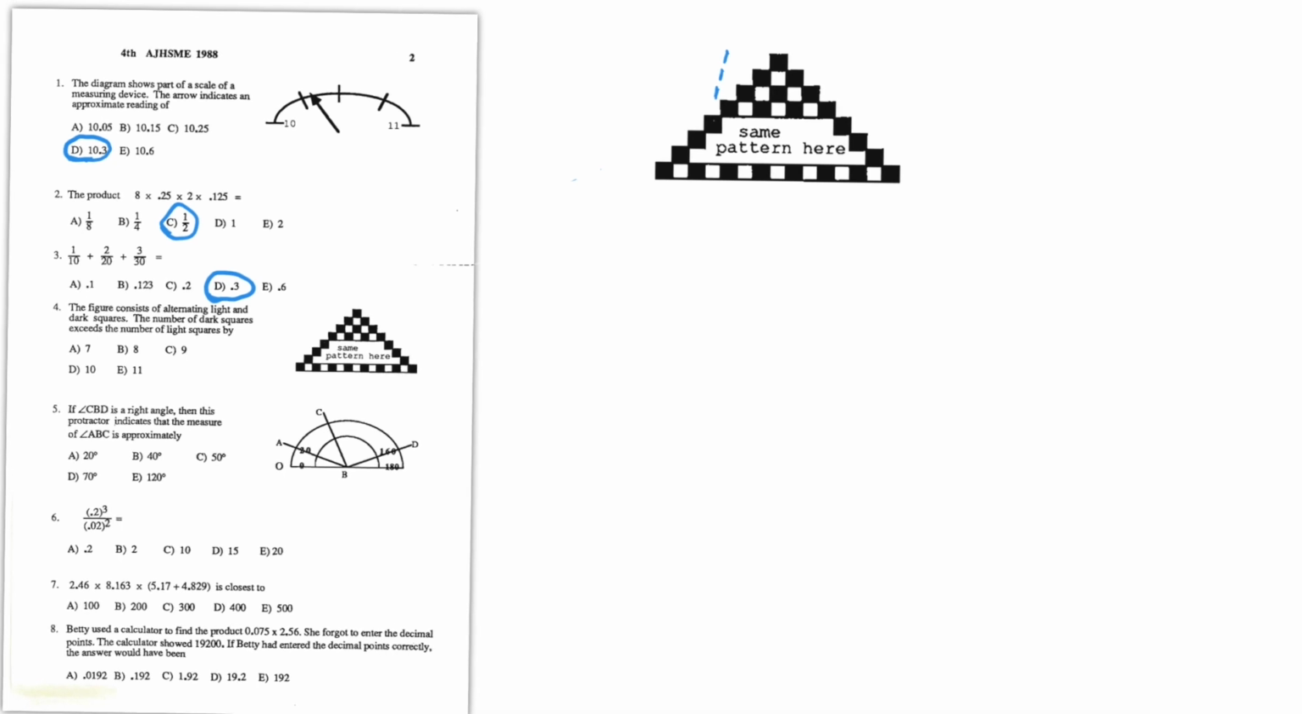We need to figure out how many rows. So 1, 2, 3, 4, 5, 6, 7, 8. So that's 8 rows. One row has one more dark square than white square. There are 8 rows, so there must be 8 more dark squares than light squares. So that's the answer B.